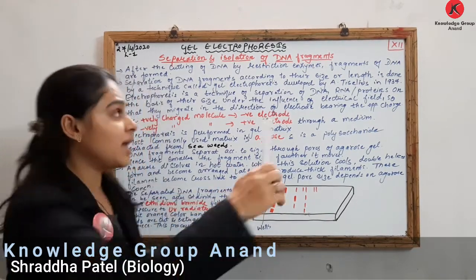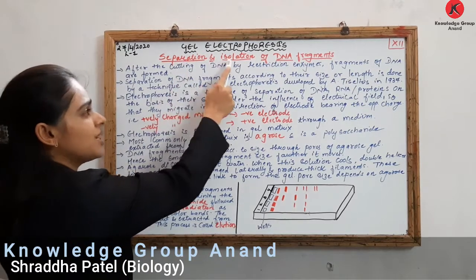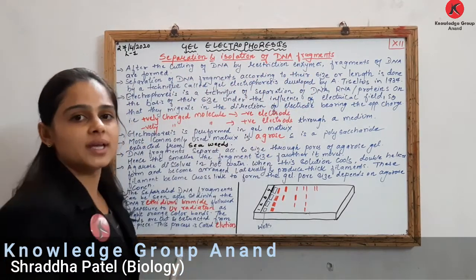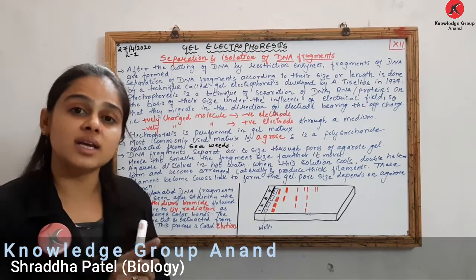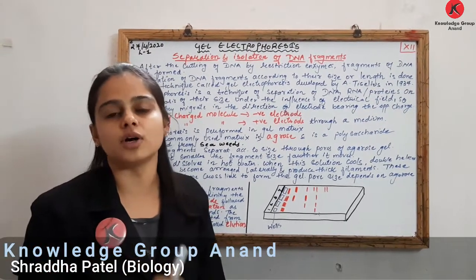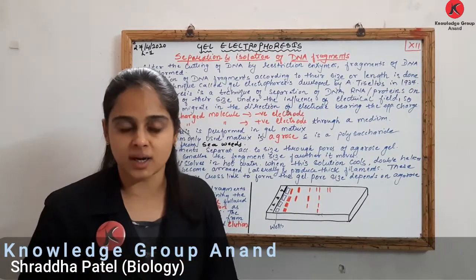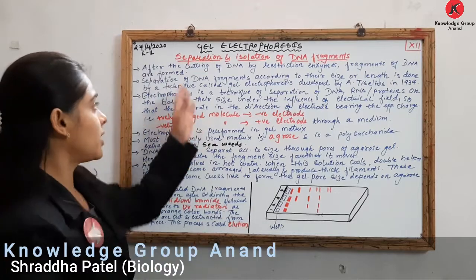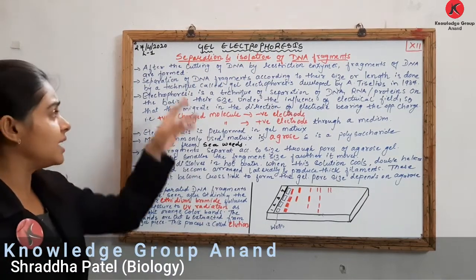So what is gel electrophoresis? It is nothing but separation and isolation of DNA fragments. These DNA fragments are created by the action of our restriction endonucleases. We very well know that. Now let us understand what is this electrophoresis. Once again, I have written the same thing.